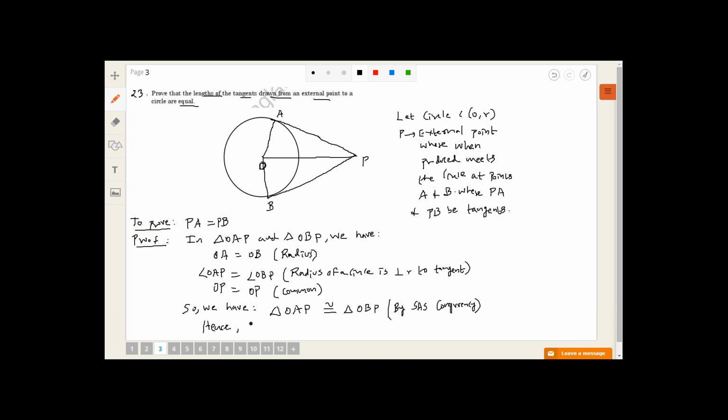Hence, PA is equal to PB. So we can say that the lengths of the tangents drawn from an external point to a circle are equal.